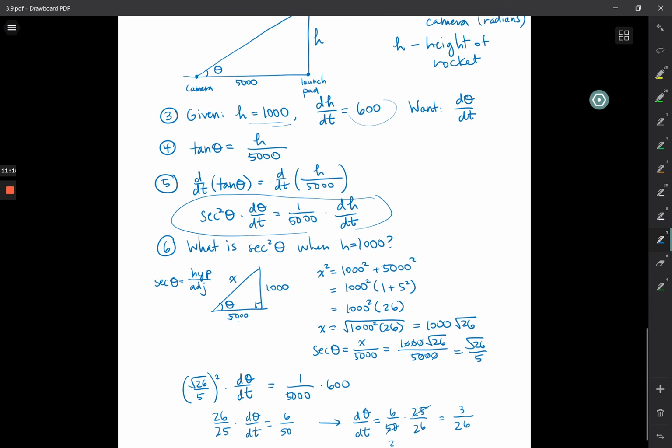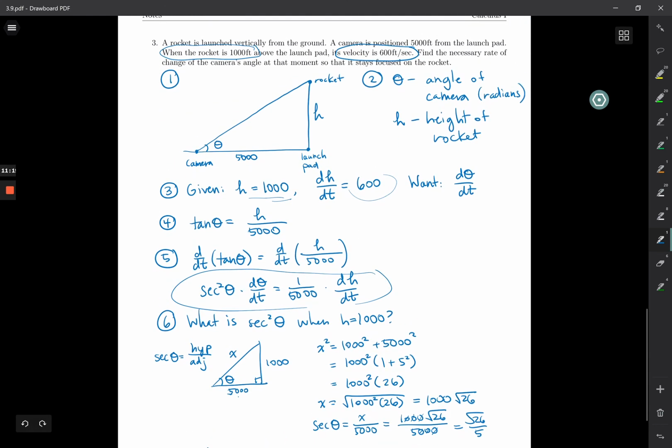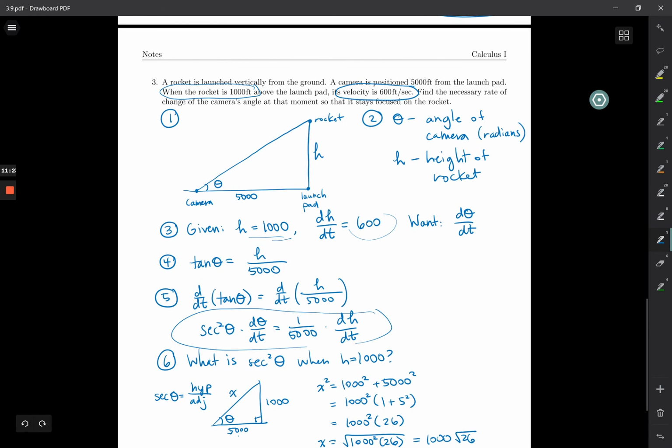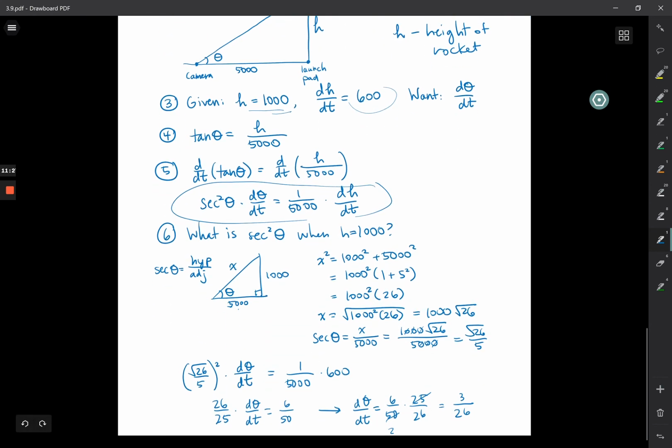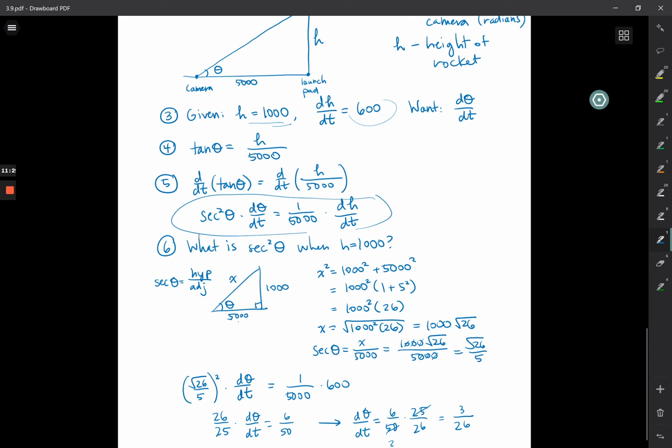D theta dt is equal to 3 over 26, and remembering that theta was measured in radians and time was measured in seconds. So we can tell that from how the velocity was given. So our answer is going to be 3 over 26 radians per second. Okay, so that is all for this section.